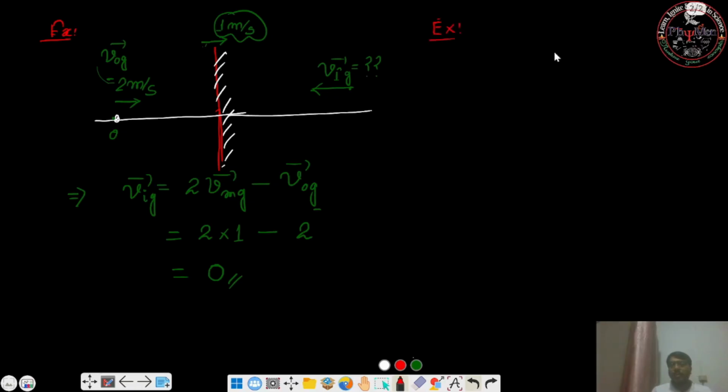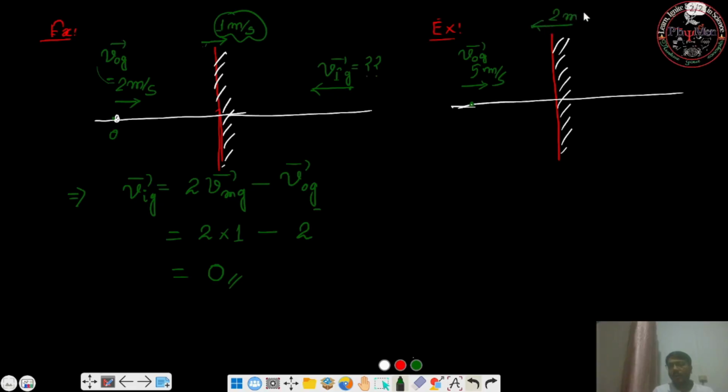Suppose this is our plane mirror. এখন মোৰ প্লেন মিৰৰ দিয়া আছে ইয়াতে, ঠিক আছে? আৰু এইখনত এটা অবজেক্ট হোৱা আছে, যোনটো অবজেক্টৰ velocity দিছে 5 meter per second. Velocity of the object with respect to ground is 5 meter per second, and the mirror is moving with a velocity of 2 meter per second along this direction. Now find the velocity of the image with respect to ground.